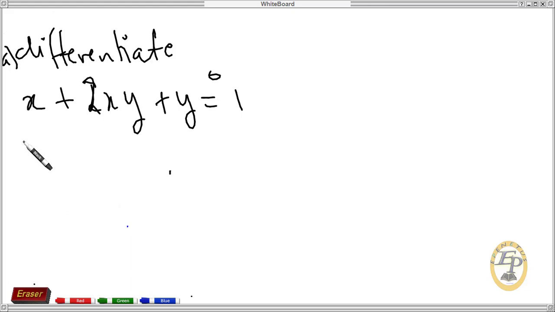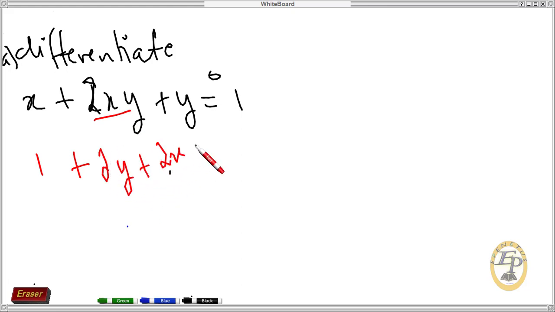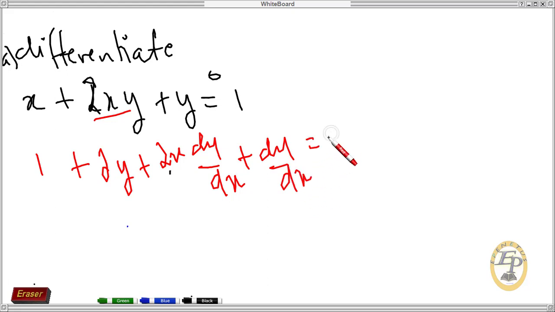In this case, the first derivative of x is 1 plus, now this one we're going to use the product rule. So we're going to say 2y plus 2x dy/dx plus dy/dx is equal to 0. The derivative of the constant is 0.